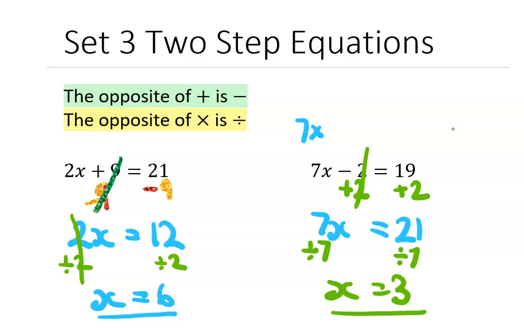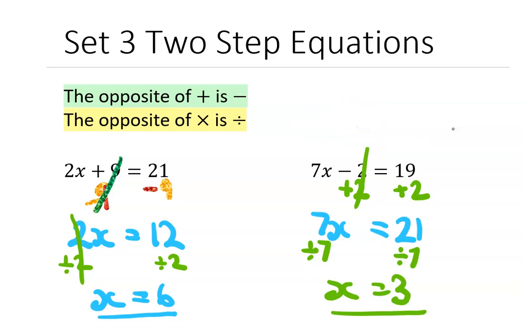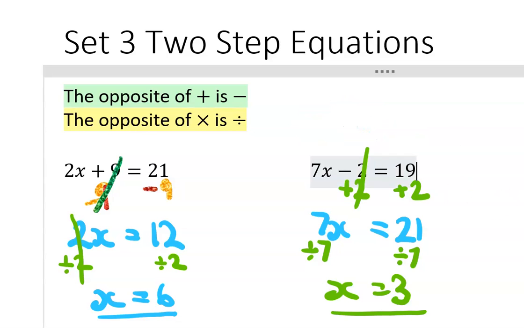So 7 times 3 take away 2. Question is, does that equal 19? Well, 7 times 3 is 21. Take away 2, that does in fact equal 19. So we know we've got it correct. It's really great with equations that you can always check your solution like that.